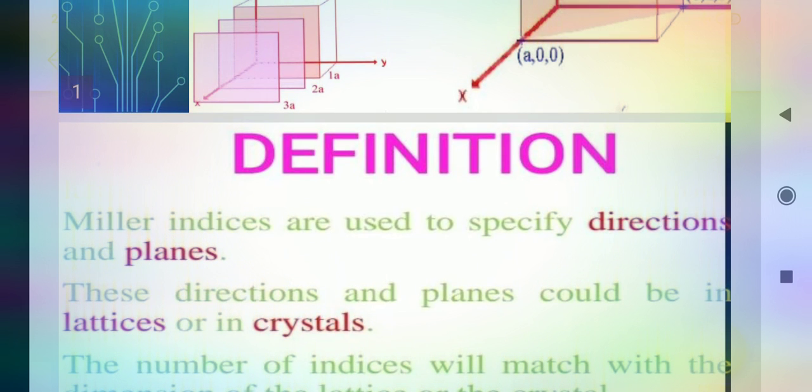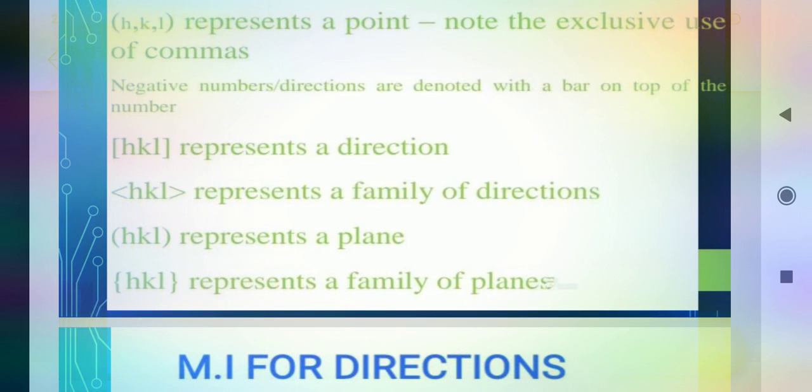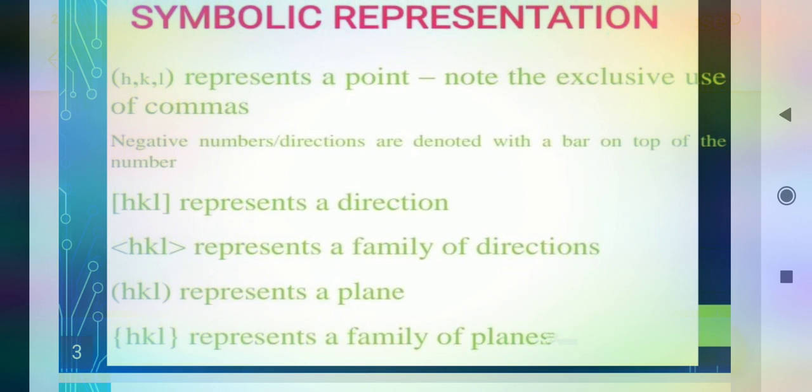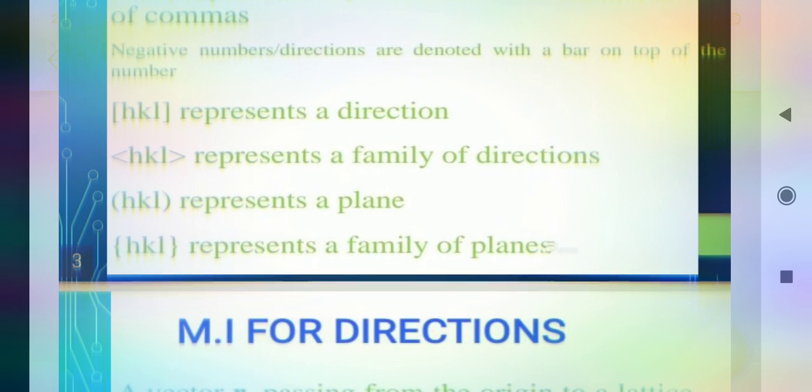The concept of Miller indices was introduced by the scientist Miller, so it is called Miller indices. Symbolic representation. What is symbolic representation? Here the negative number or direction is denoted by a bar symbol on top of the element. The Miller indices are represented by the small letters h, k, l without any commas.